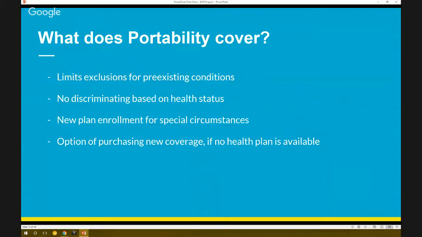Again, it's like a reminder of a pre-existing condition. And individuals are able to enroll for special circumstances, and we'll get more into that later in the PowerPoint. And then the last point is the option of purchasing a new coverage if no health plan is available. So next slide, please.